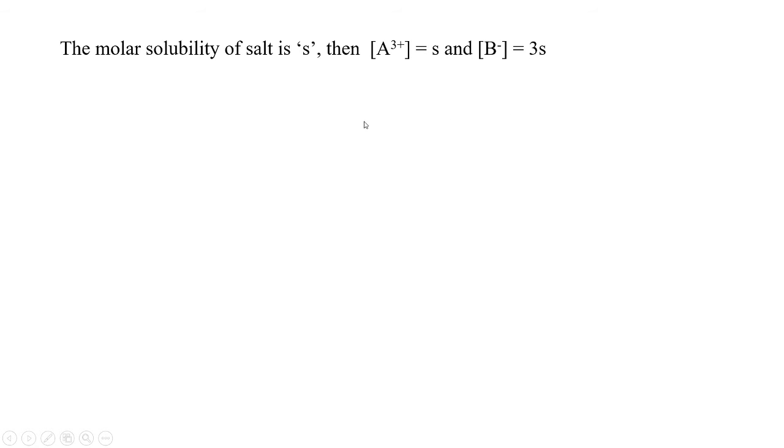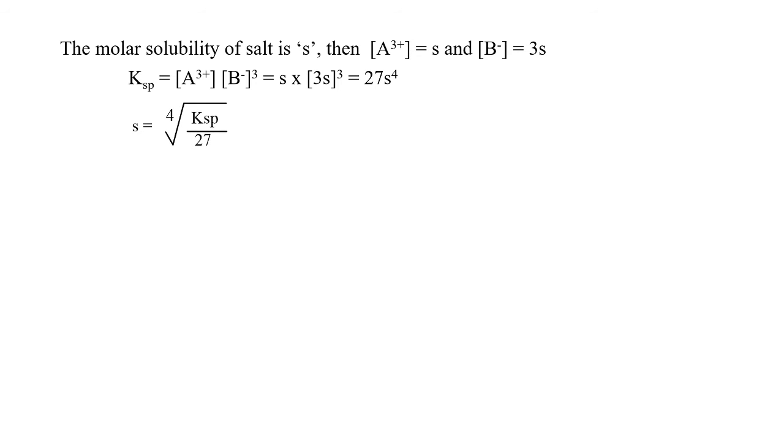3 indicates the number of moles. So the solubility product is equal to S into (3S) cube, which is equal to 27S raised to power 4. So the solubility of salt S is equal to fourth root of KSP upon 27.